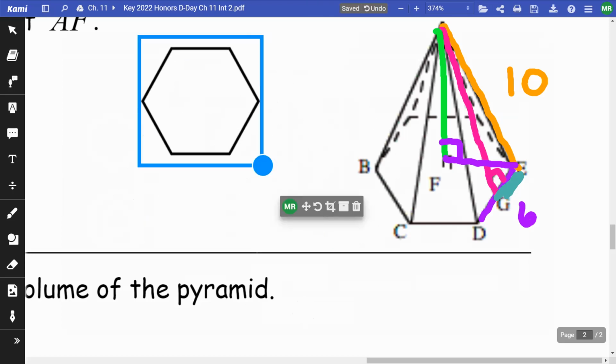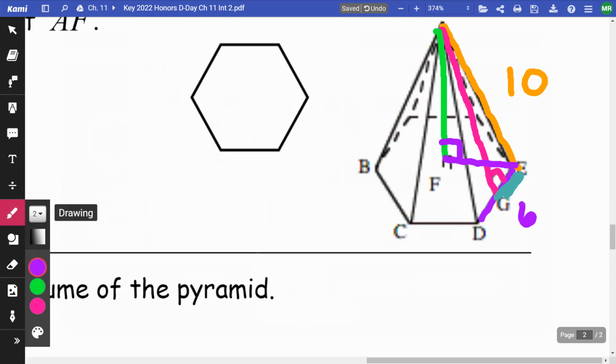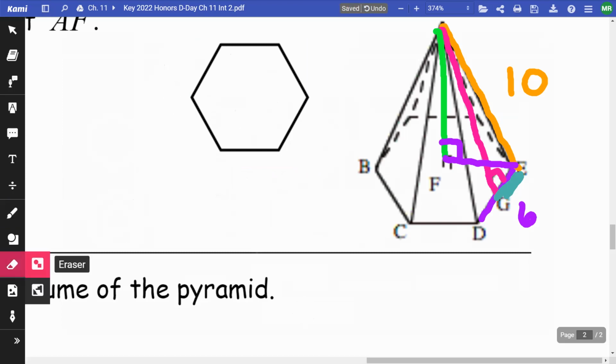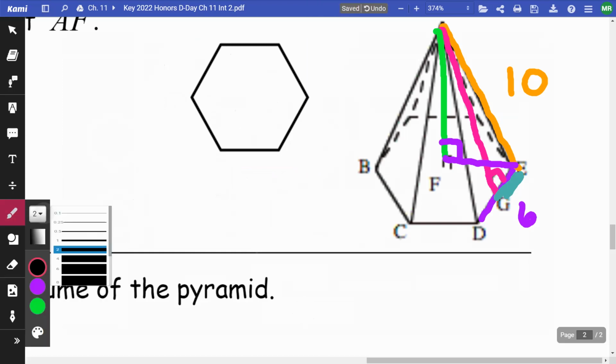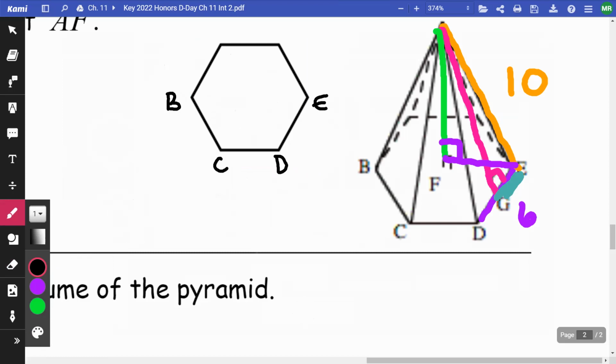Okay, so I have a hexagon, and in this hexagon, this is going to be my B. This is going here. I'm just going to do it in black. So this is going to be my B. This is going to be, I'm going to make it a little thinner. Okay, this is my B. This is my C. This is my D. This is my E. F is here in the middle.